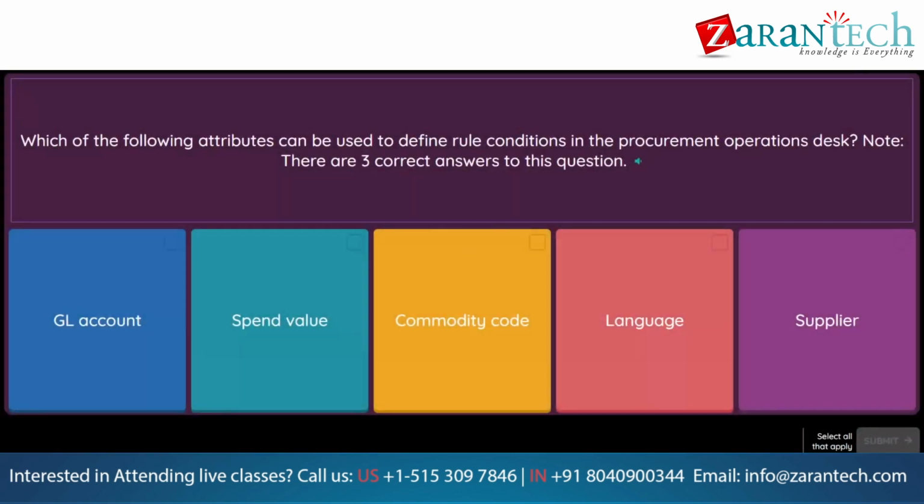Question: which of the following attributes can be used to define rule conditions in the procurement operations desk? Note: there are three correct answers to this question. Option 1: general ledger account. Option 2: spend value. Option 3: commodity code. Option 4: language. Option 5: supplier.